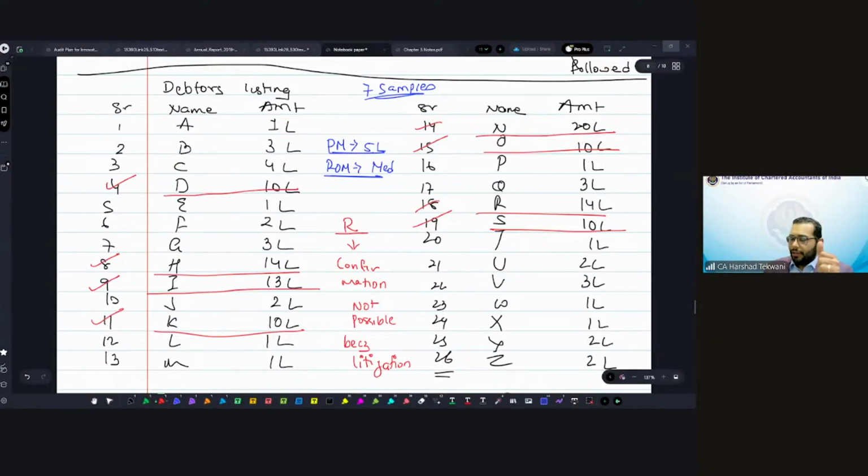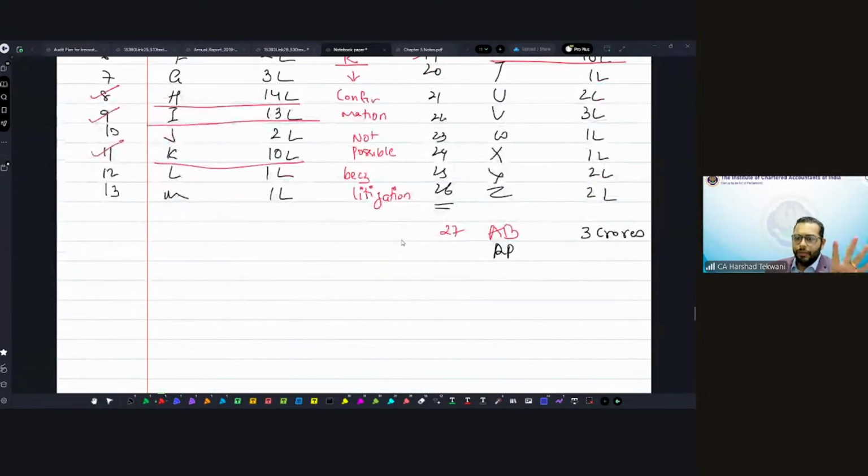Okay, fine. Now, let me change a bit. I'll provide you some more information with one more sample. Let's say sample I was there. Now here, in case of R, you could not send the confirmation because there is a litigation going on. In case of I, management has refused confirmation without any reason.